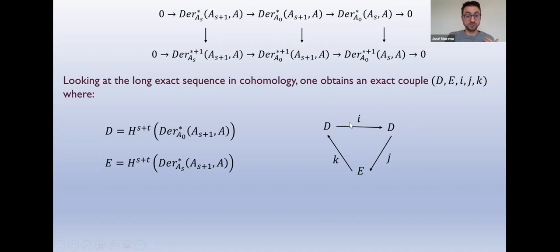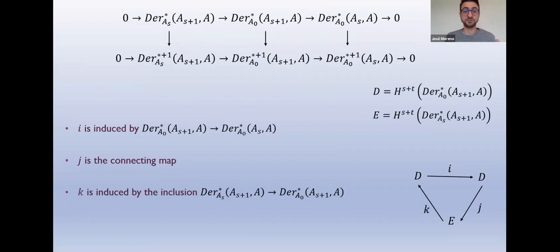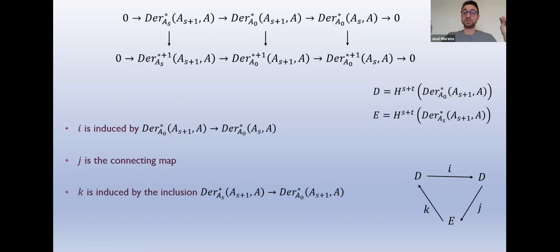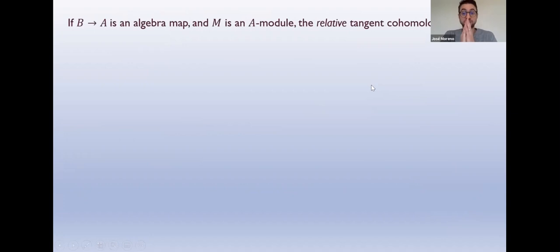Now, I don't want to enter into detail of this thing because there are many indexes here. So the main takeaway from this is that out of a cofibration sequence, we can get short exact sequences and you can put them all together to produce a spectral sequence by using exact couples. Now, let's speak about relative tangent cohomology because this is what we really want. If we have an algebra map from B to A and we have an A module M, then what we do for relative tangent cohomology is the obvious thing.